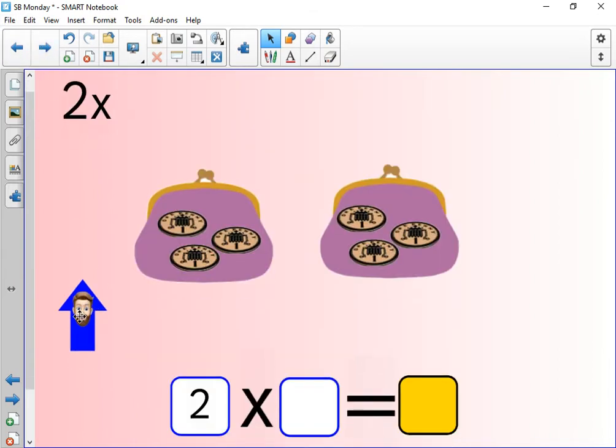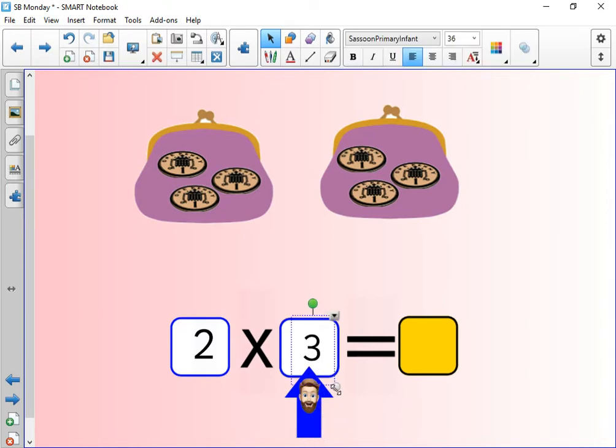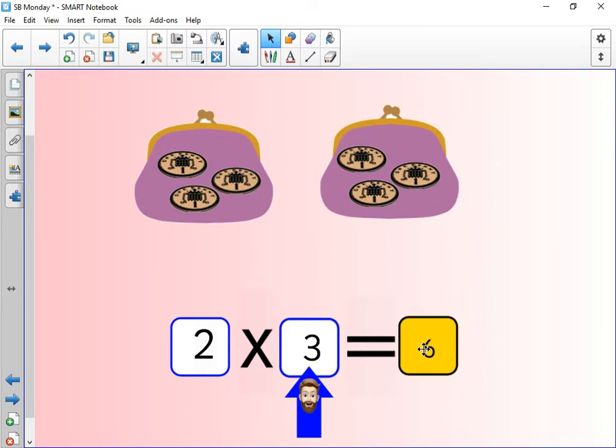Okay, so I know how many groups I've got this time. I've got 2 purses, 2 groups. But how many in each group? 1, 2, 3. 1, 2, 3. So 2 times 3. How many altogether, everybody? That's right, 6. 3 and 3 make 6.